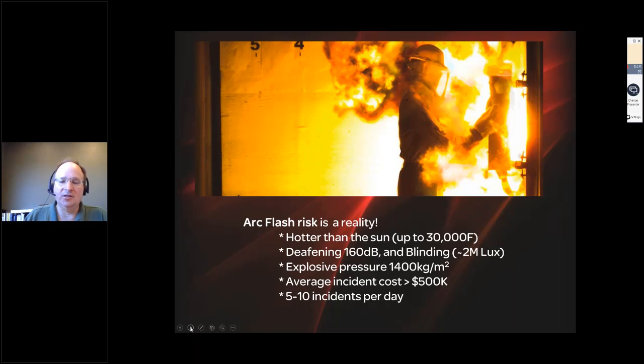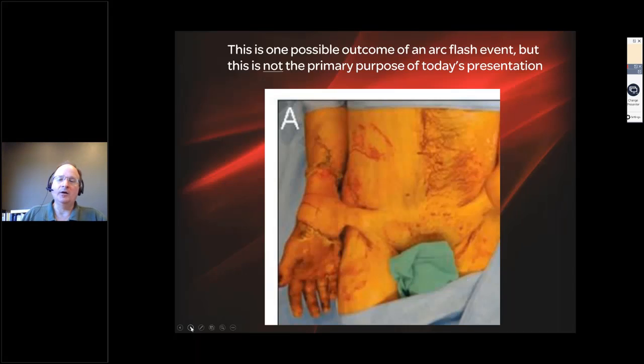And there are approximately 5 to 10 incidents per day in the United States. I want to make clear that the presentation today is actually not about this picture. Although personal injury is absolutely one possible outcome of an arc flash event, the primary purpose of today's presentation was to illustrate models of clearing time, but also illustrate the amount of damage that takes place to the equipment itself, the critical equipment assets. And where the arc flash takes place inside the gear is at much shorter distances than the working distances identified by IEEE 1584, where a person would normally be working on the asset.